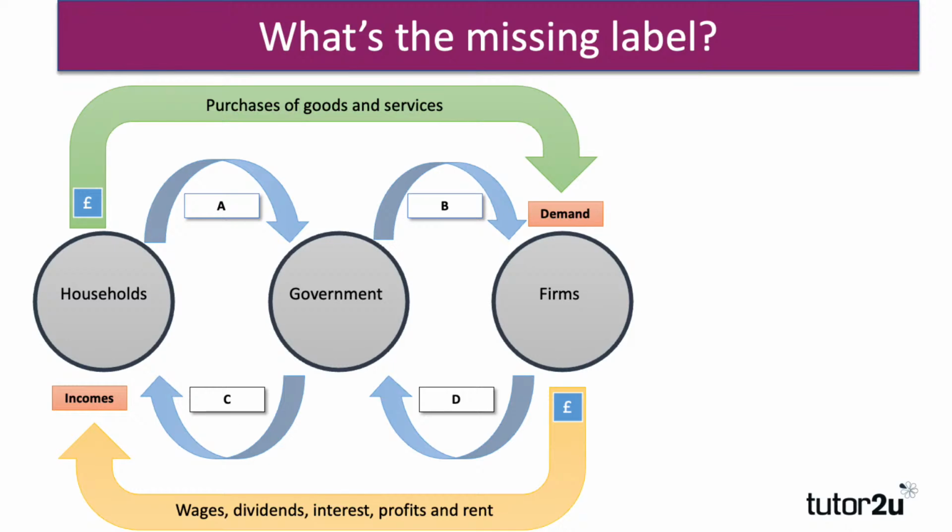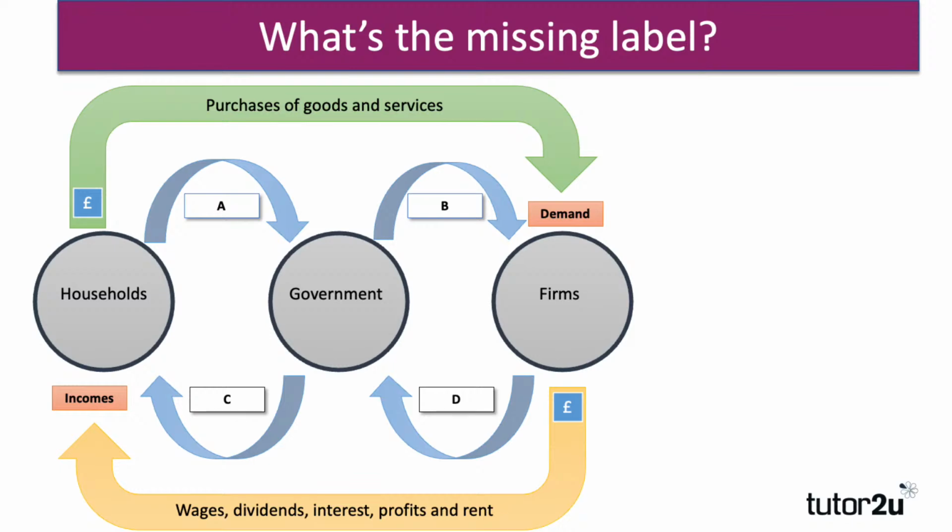Not only will that make sure that you have lots of practice at working your way around a circular flow of income diagram, but it also might make you a bit more confident if one turns up on the paper that looks slightly different to what you might have learned. Okay, so that said, let's have a go at this. I want you to tell me what labels go at A, B, C, and D.